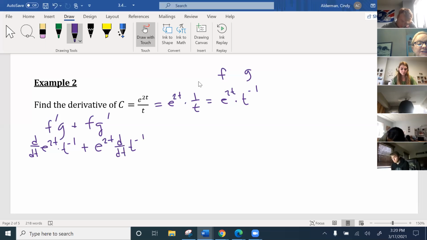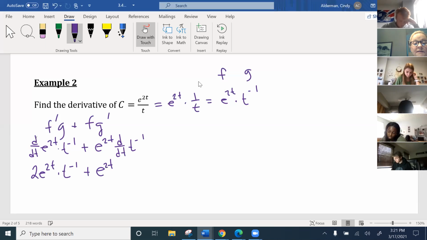All right, so now I'm just going to execute this formula. The derivative of e to the 2t, we have to use the chain rule, right? And so it would be 2e to the 2t power times t to the negative 1 plus e to the 2t. I'm going to just leave that alone, but I'm going to take the derivative of t to the negative 1. So that would be equal to negative 1 t to the negative 2 power.